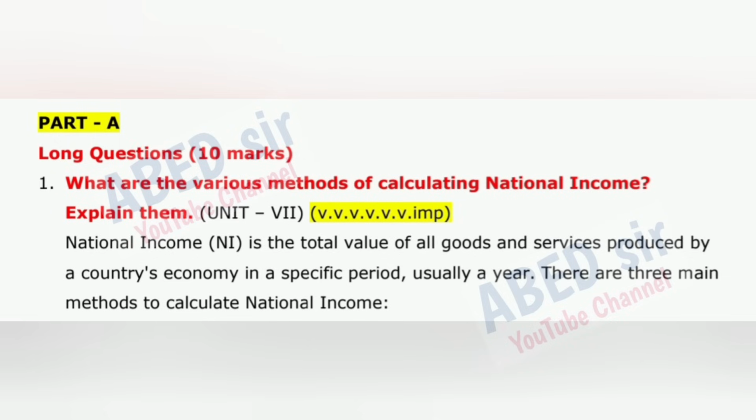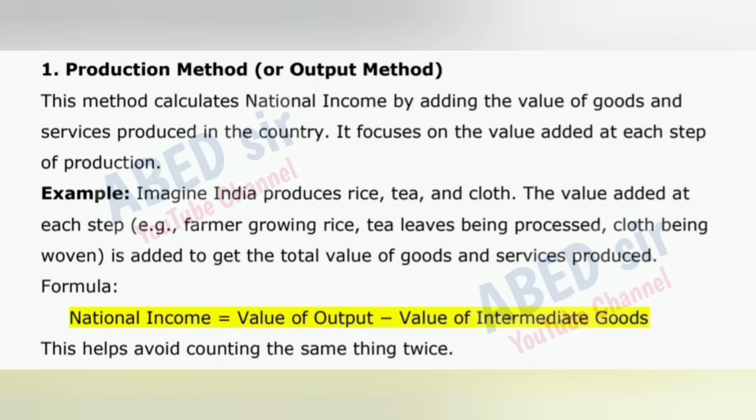Explain them. Unit 7. National income, NI, is the total value of all goods and services produced by a country's economy in a specific period, usually a year. There are three main methods to calculate national income. 1. Production method or output method. This method calculates national income by adding the value of goods and services produced in the country. It focuses on the value added at each step of production.